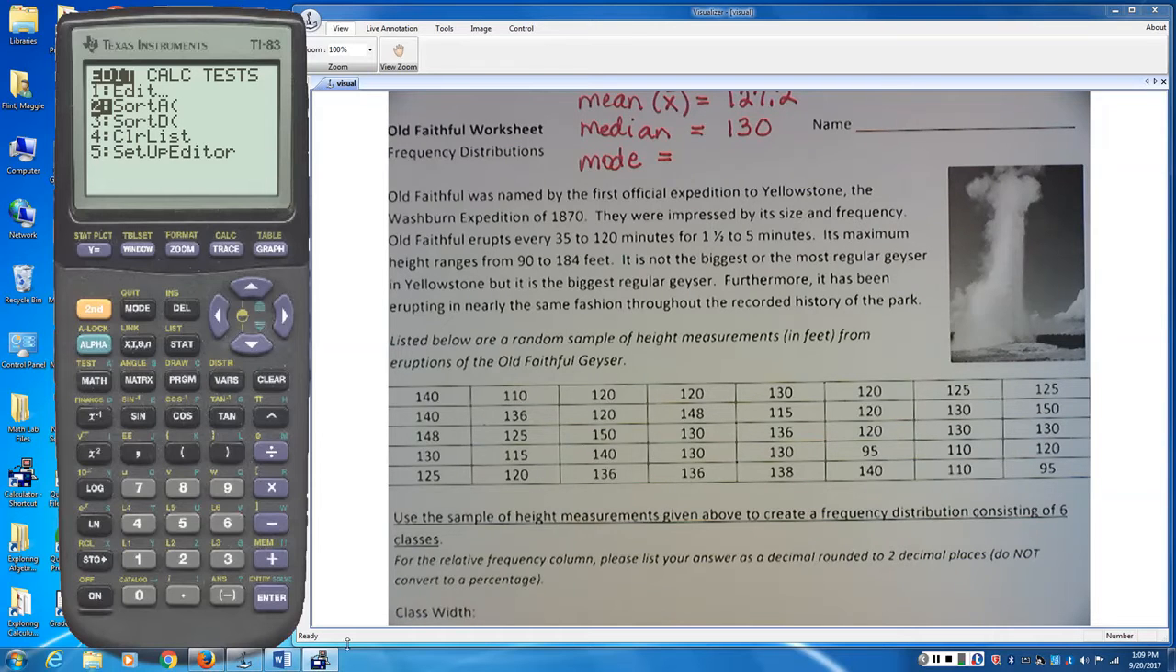So we're going to sort ascending. You just hit stat and choose number 2. And then tell it which list you want it to sort, because it won't automatically choose one.